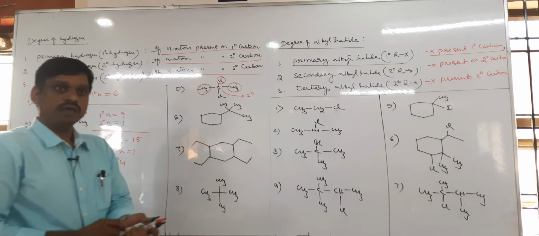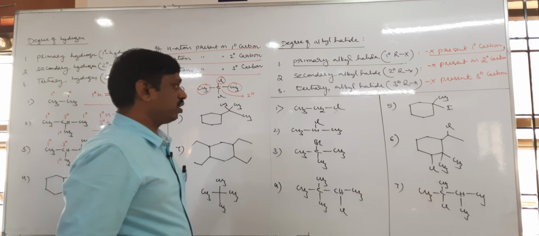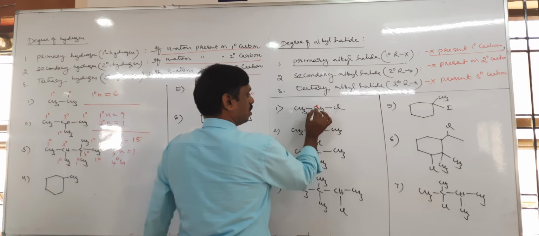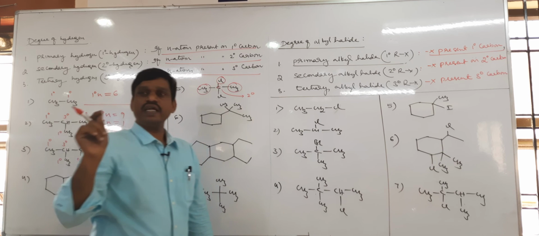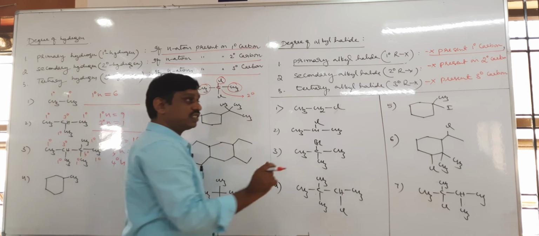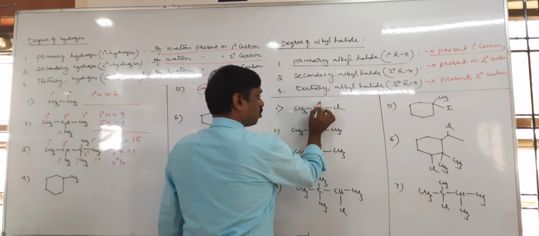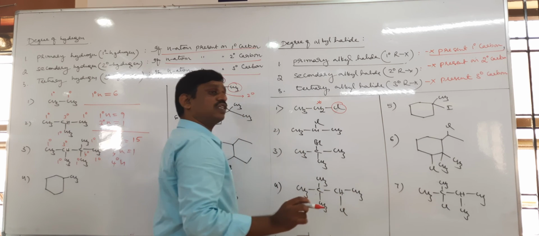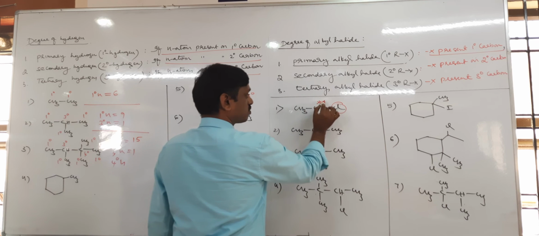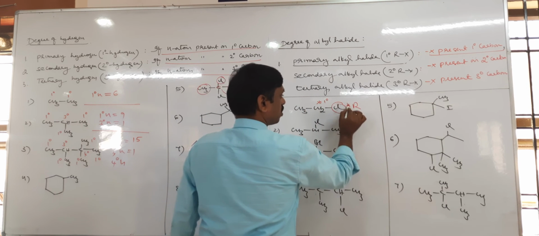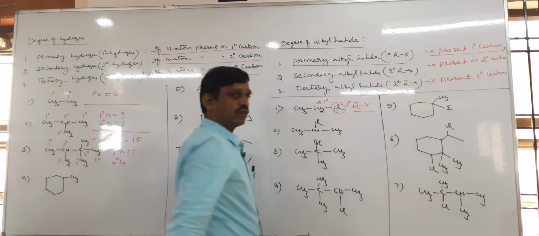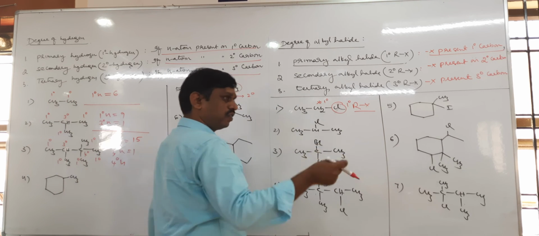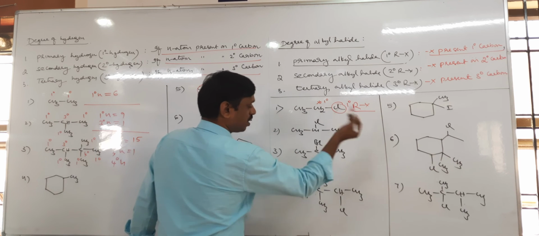So identify the primary, secondary, tertiary alkyl halides. Tell me the first one. Okay, see here, you first identify the carbon. Because halogen is present on this carbon, identify the halogen-present carbon. Which carbon is it? Primary. Therefore, it is a primary RX. So wherever halogen is present, that carbon decides that particular alkyl halide.